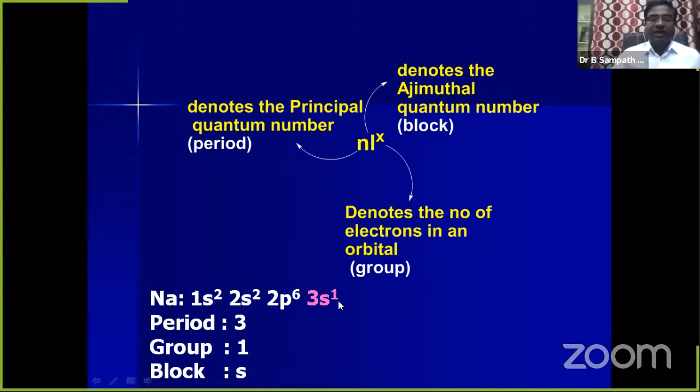And this 1 refers to group. Here this is like x. This refers to group. That's why sodium belongs to first group. So like this, children, by seeing the valence electronic configuration, we easily predict the element location. Means in which period it belongs to, which group it belongs to, and which block it belongs to.